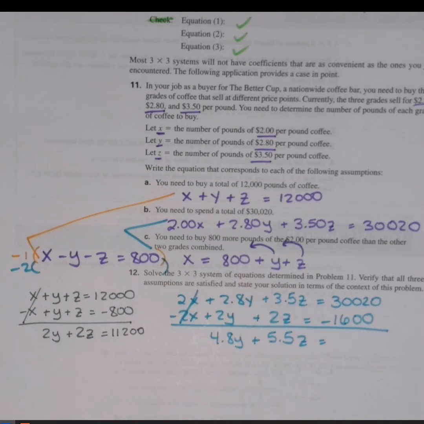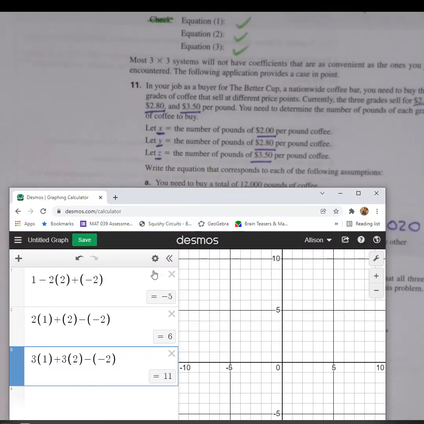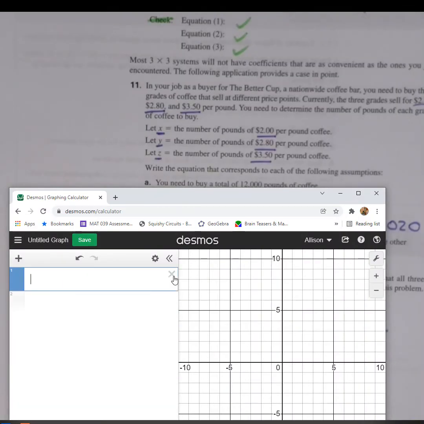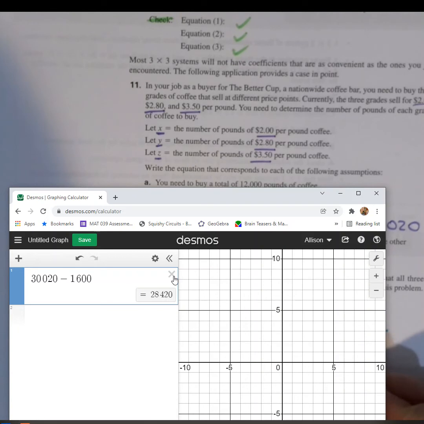A little assistance with this calculation. We've got to take 30,020 and subtract, what was I subtracting? 1,600. And so that gives us 28,420.